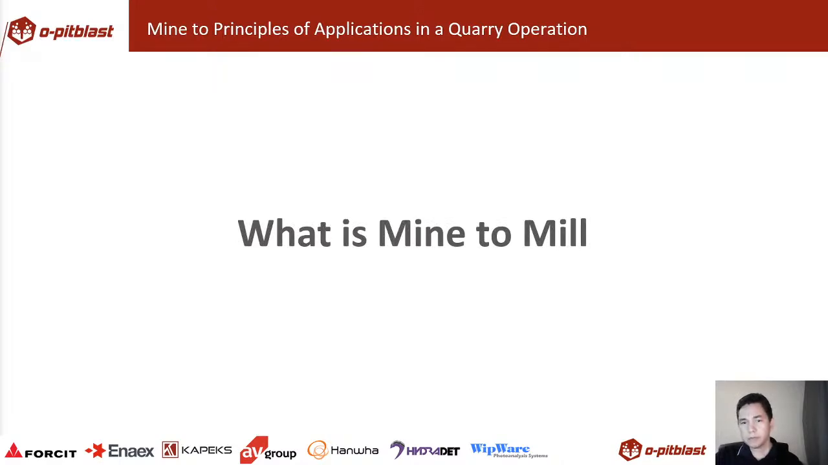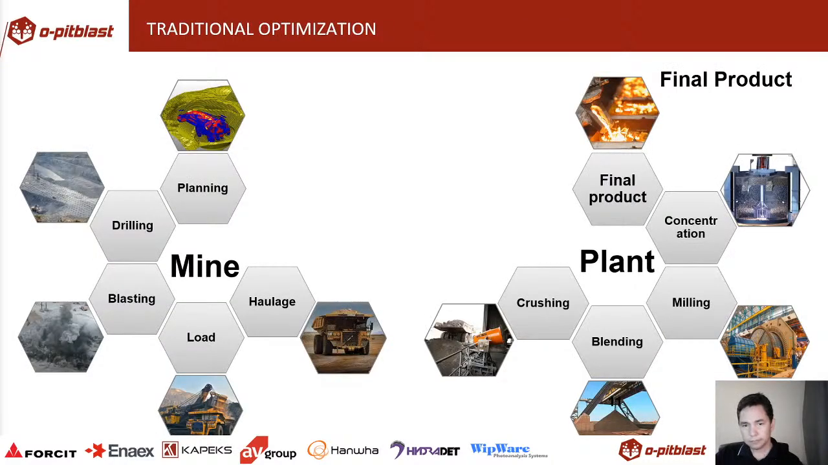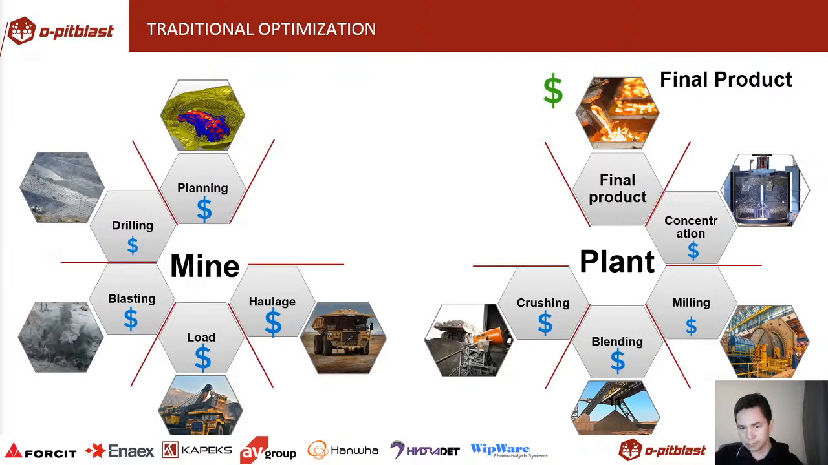The first question is, what is MINE2MILL? MINE2MILL can be understood as the optimization of the mining value chain to achieve the minimum cost of the final product, taking into consideration the full operation, without compromising safety and environment. Traditional operations focus on cost reduction by optimization of individual processes, seeking to obtain the minimal cost of the final product, not taking into consideration the global operation cost per ton of processed ore.